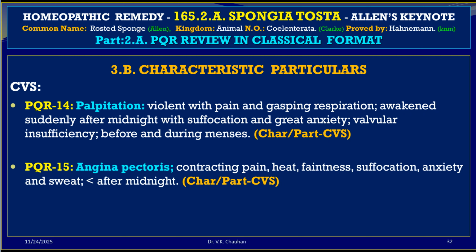Now we go to the PQR 15, angina pectoris: contracting pain, heat, faintings, suffocation, anxiety, and sweat, worse after midnight. Worse after midnight, angina pectoris is generally a very serious condition. It is associated with coronary artery disease. So, in a female, angina pectoris is there. Generally, females are protected from coronary artery disease by estrogen. It generally happens after menopause, when the risk becomes equal for males and females.